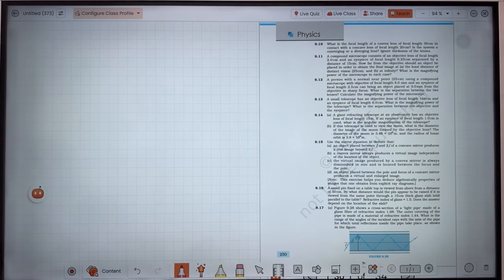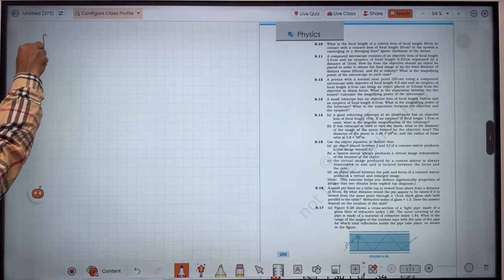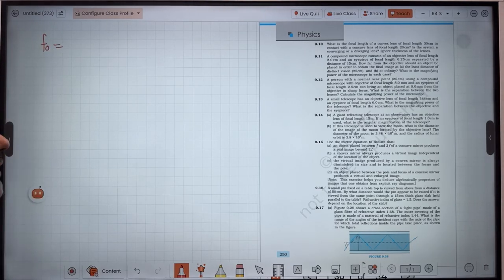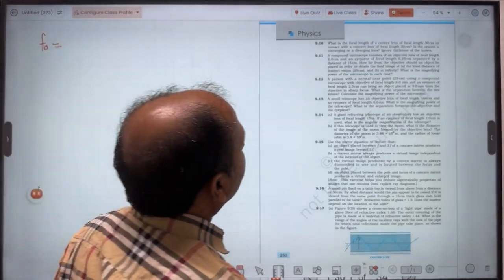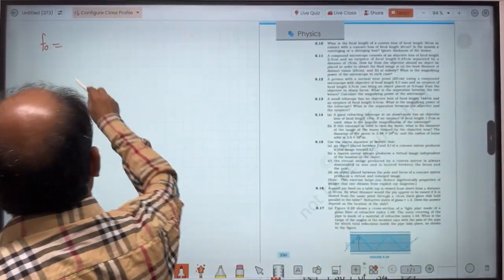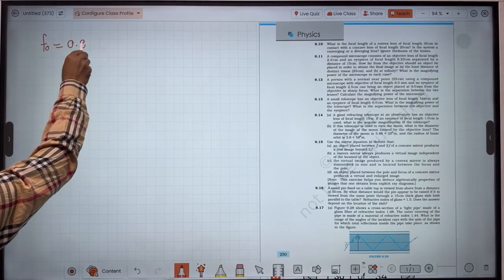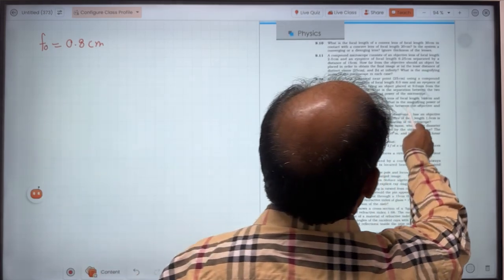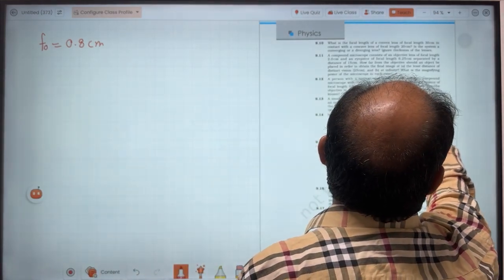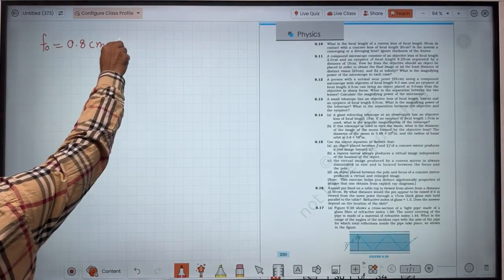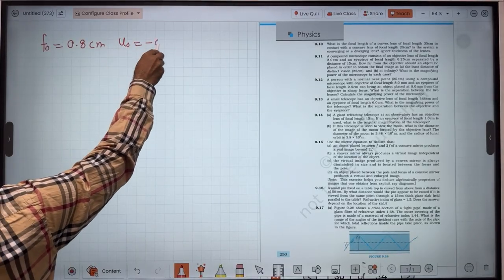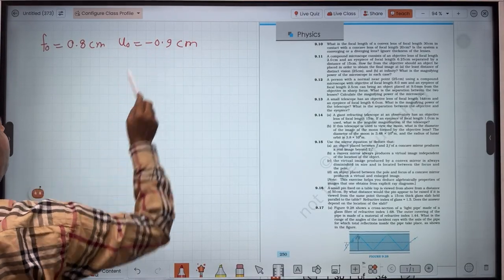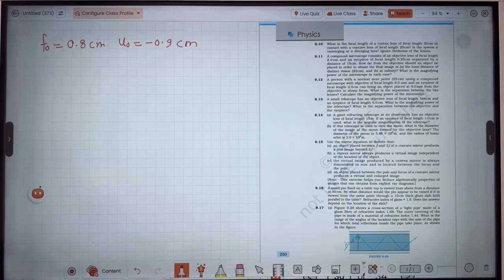So let's evaluate it. We are given focal length of objective as 8 millimeters. So we can write it 0.8 centimeter, right? And then UO is given, so object distance from objective, this is 9 millimeter. So UO is minus 0.9 centimeter, right? And now we have to find out VO.